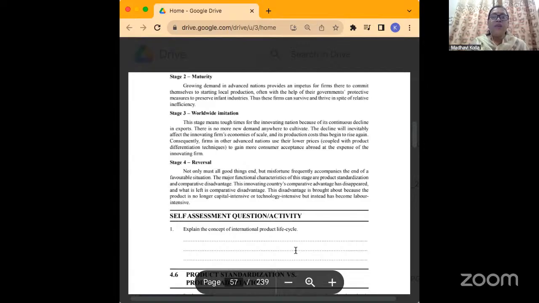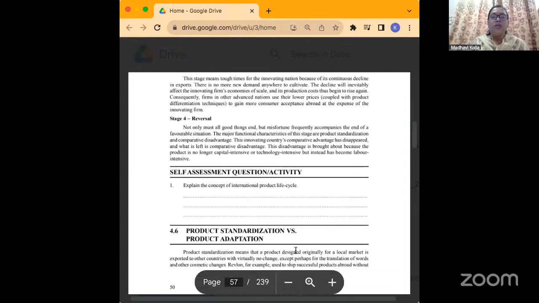And then finally, we have the final stage, which is a reversal stage. So here, all good things have to end, but certain times we need to understand that a favorable situation is not going to exist forever.